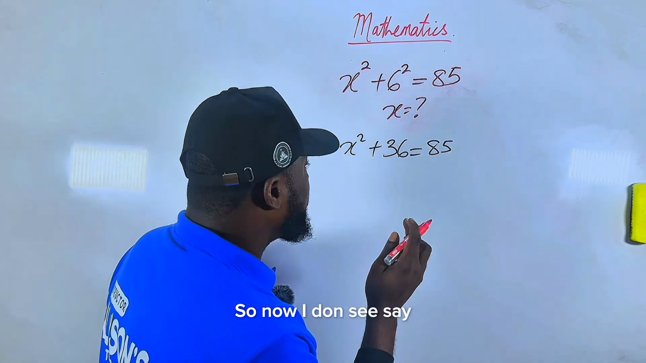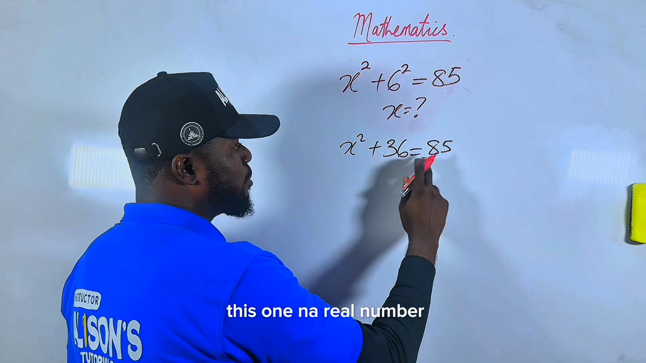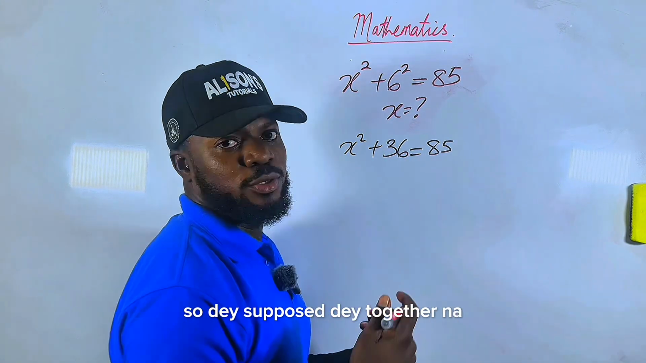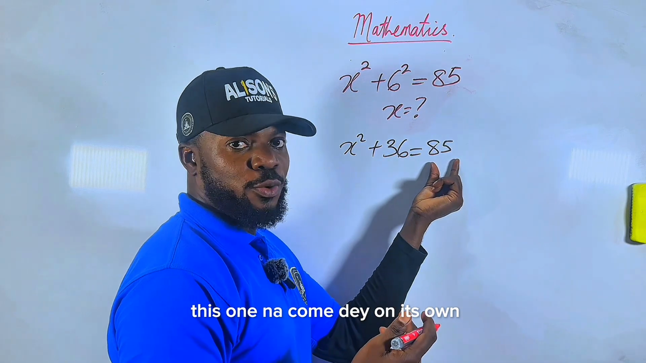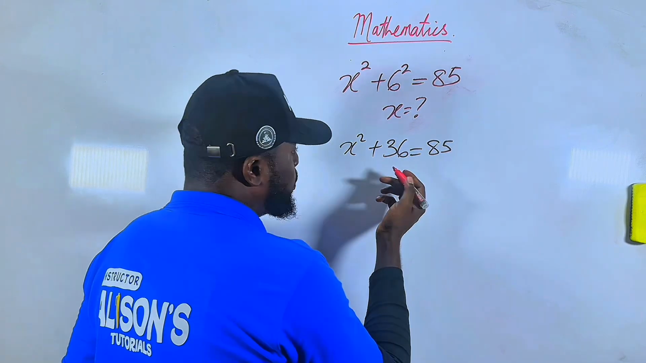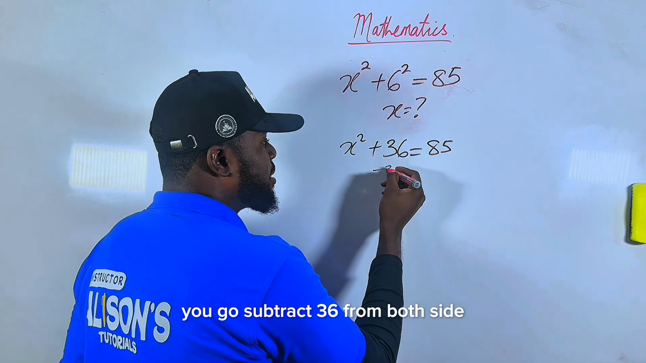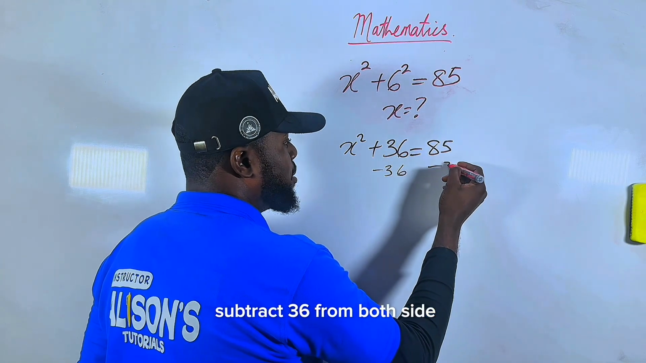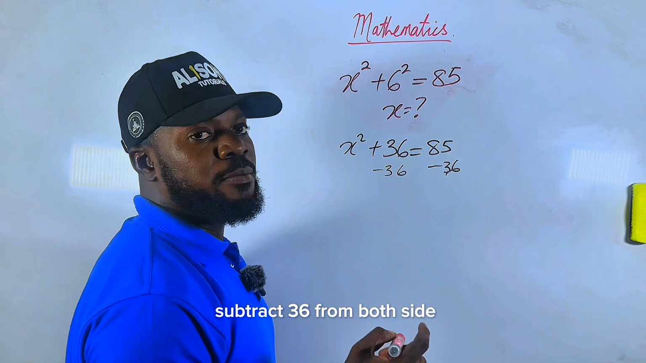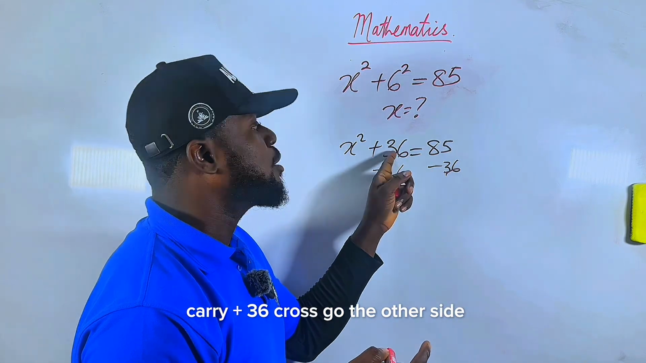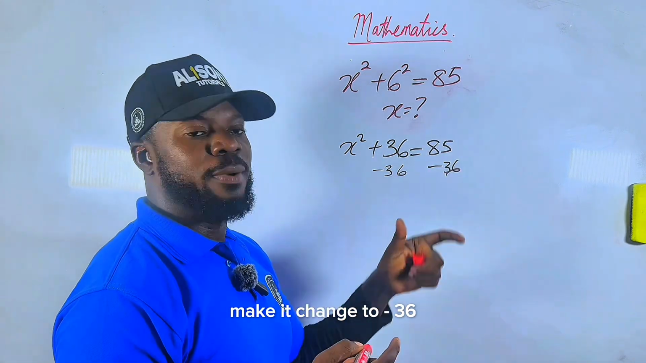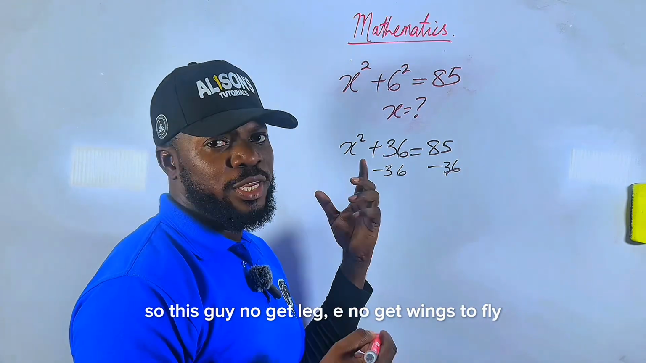So, now, this one a real number, this one an ordinary number. So they suppose they together now. You don't need this one, they can't combine x squared with the 36. This one I can't do it one. So what you will do? What you will do is say you will subtract 36 from both sides. Like this it will be. Subtract 36 from both sides. But we don't they used to say carry plus 36, cross go the other side, make it change to minus 36.